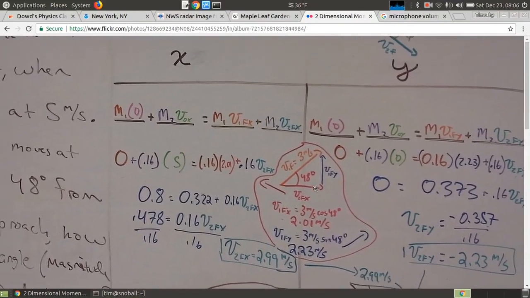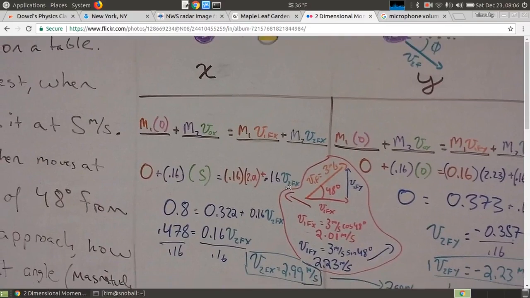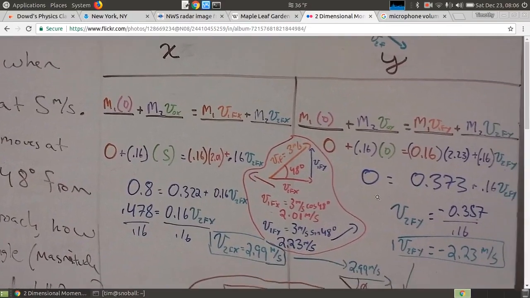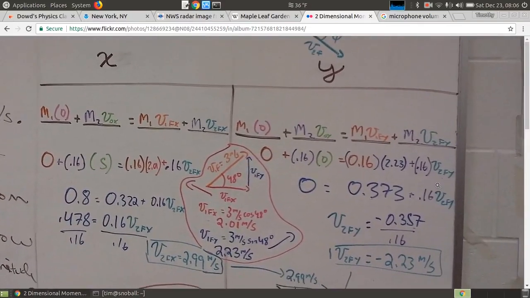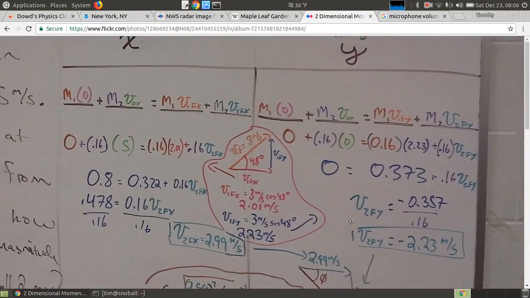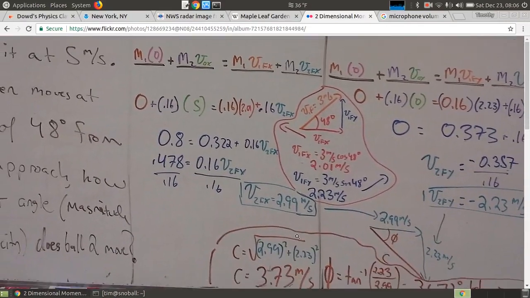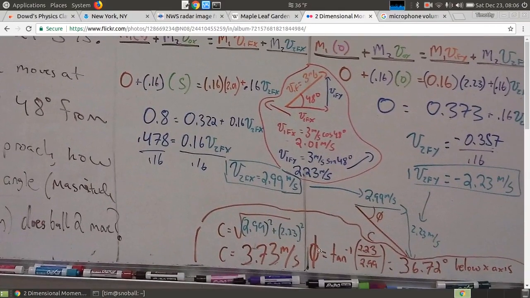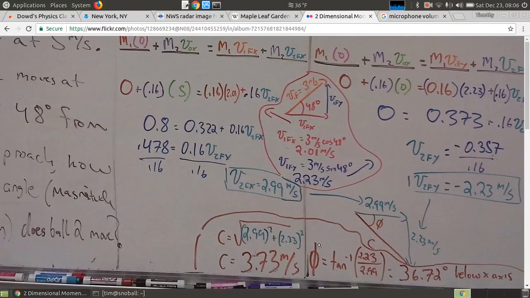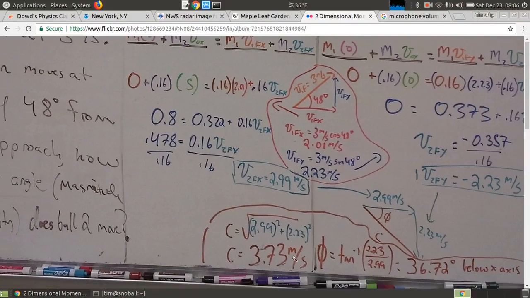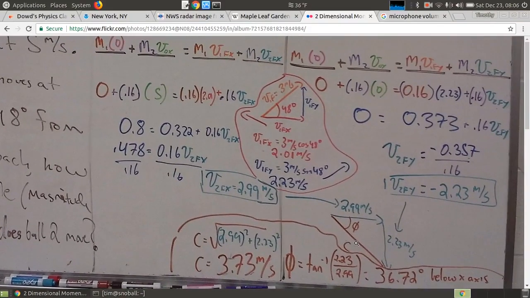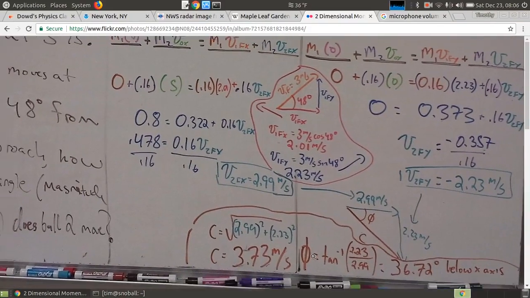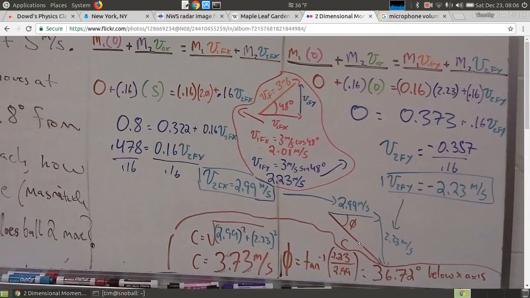Basically, you solve each of these problems separately. Here I'm solving for V2 final in the x, here I'm solving for V2 final in the y. And then, once you have those, you just add them back together. So the way you find out what V2 is, you just do the Pythagorean theorem. A squared plus b squared equals c squared. And that gets you the hypotenuse and the magnitude of the final vector.